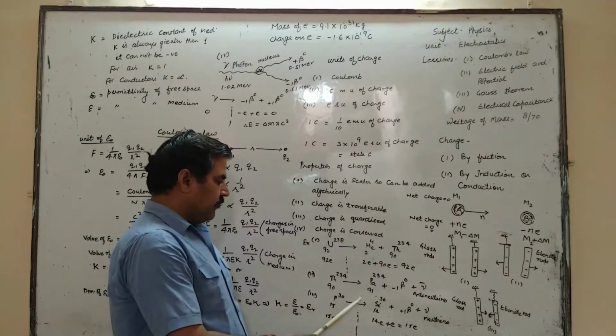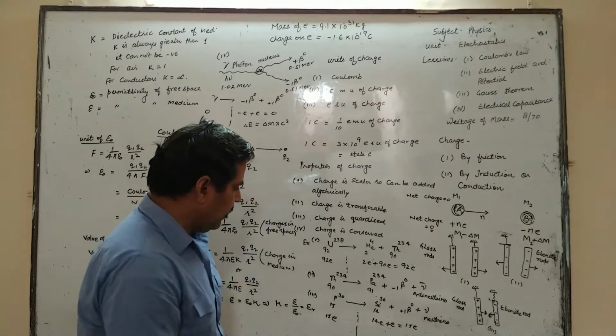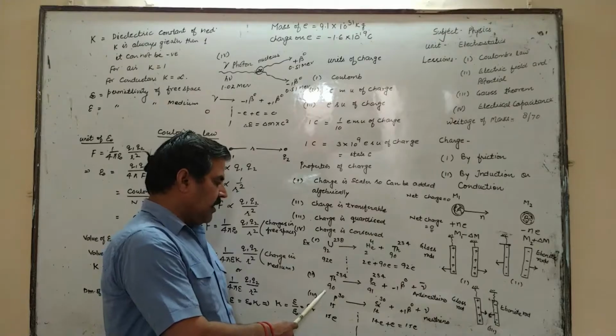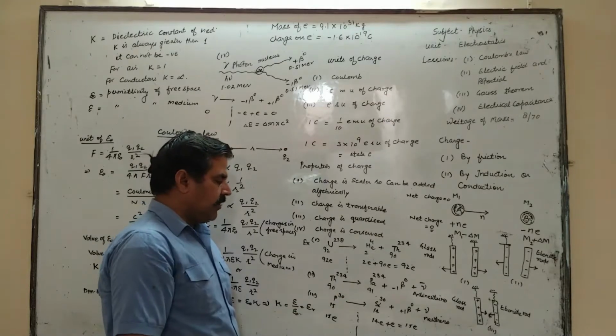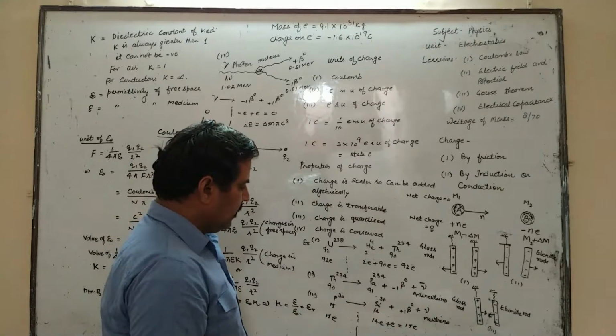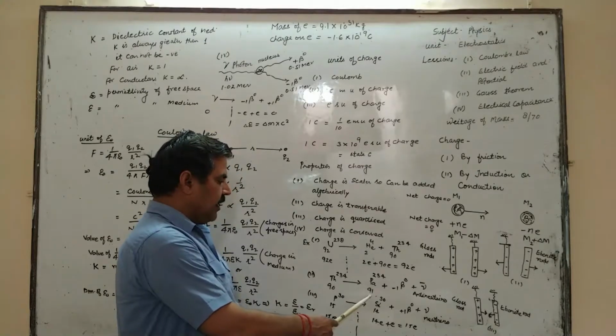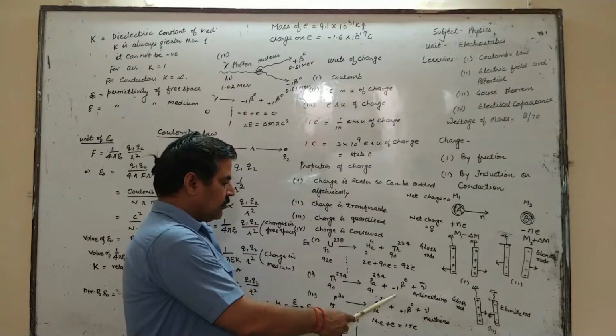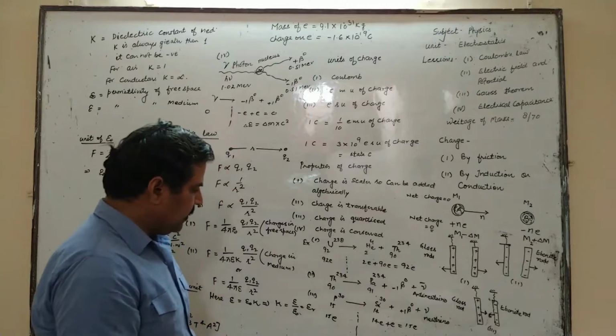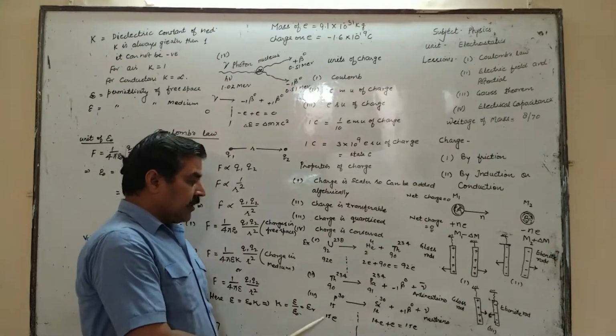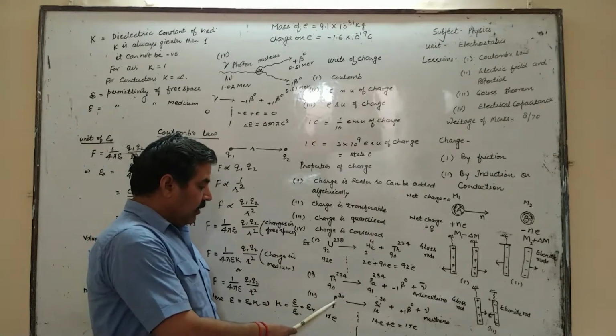So before emission of beta particle, the charge is 90e, and after emission of beta particle on right side, charge is 91e plus (minus e). So again charge is 90e. Now let us take a very special example.